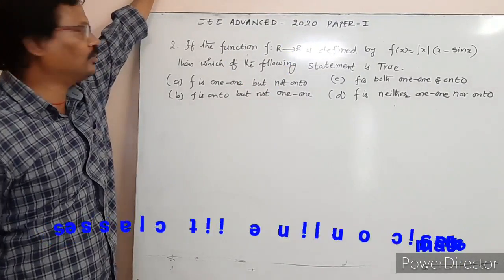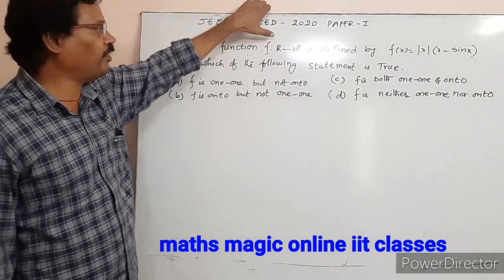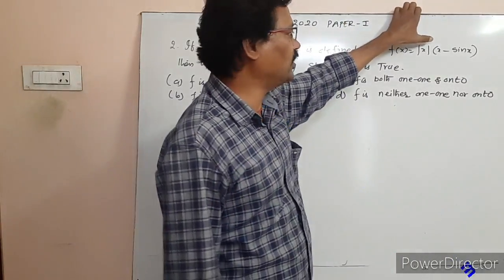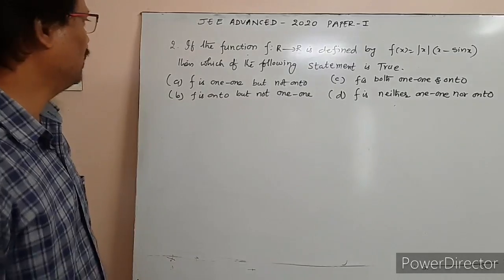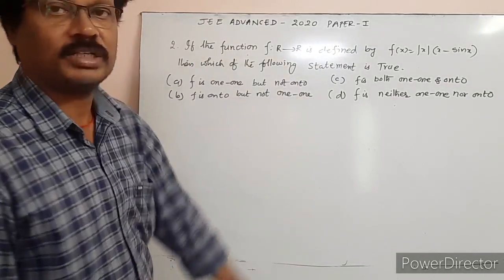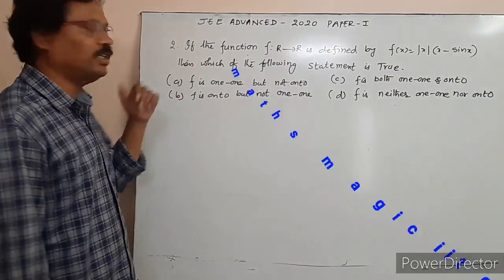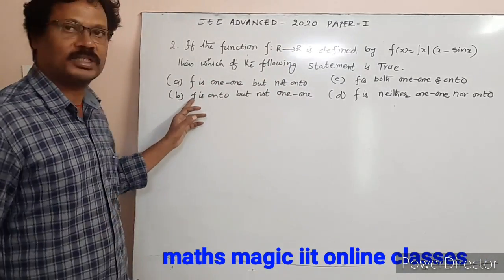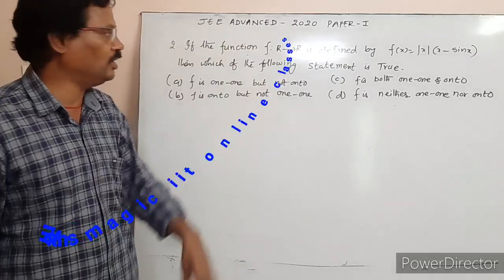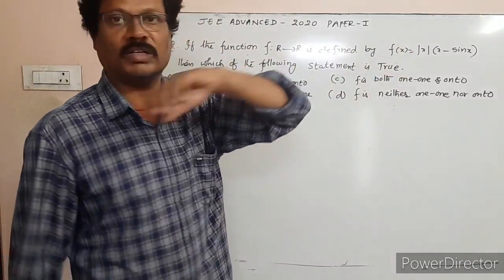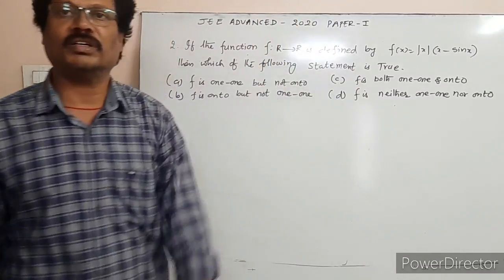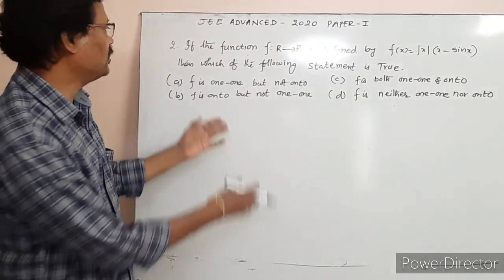Now see the second question. If the function f from R to R is defined by f(x) = |x|(x − sin x), then which of the following statements is true? First option: f is one-one but not onto. Second option: f is onto but not one-one. Third option: f is both one-one and onto. And D option: f is neither one-one nor onto. Right? Four options are given.